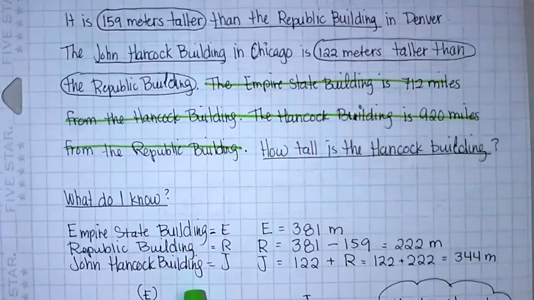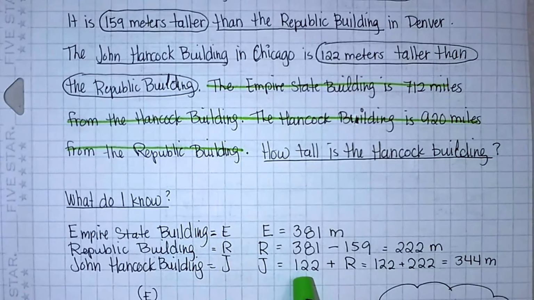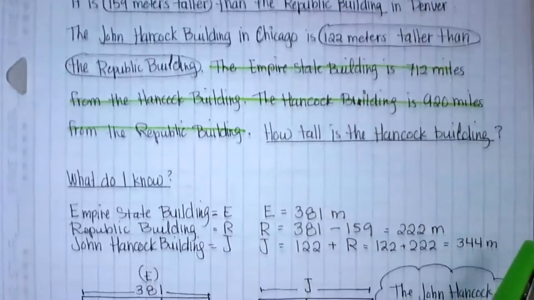The John Hancock Building, we know from the question, is 122 meters taller than the Republic Building. So 122 meters plus R is going to give us the height of the John Hancock Building. So 122 plus the 222 gives us 344 meters.